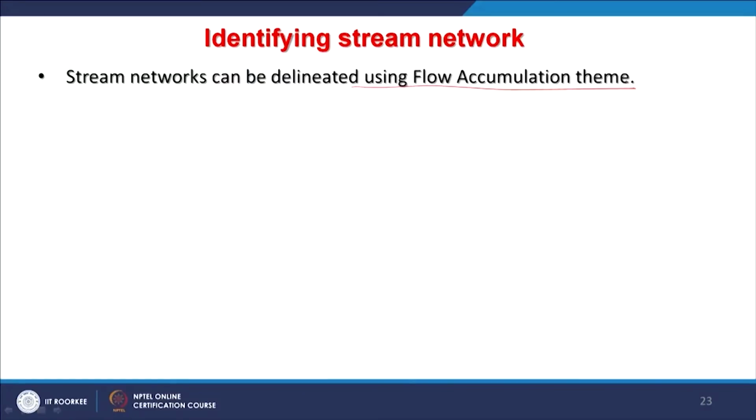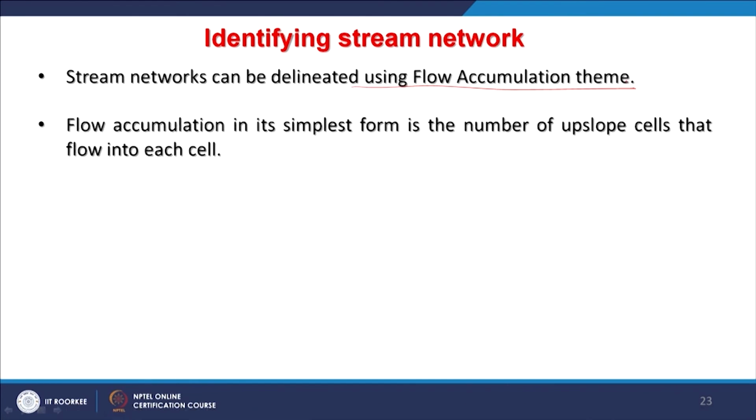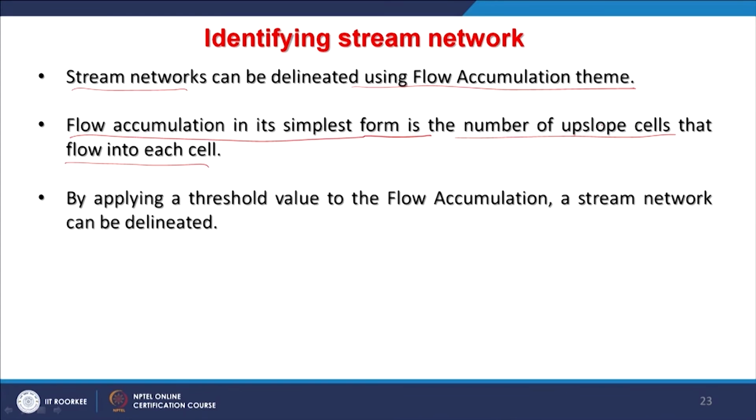Now, stream network can be delineated using the flow accumulation theme, which is the fourth derivative. Flow accumulation, in its simplest form, we can say, is the number of upslope cells that flow into each cell, because the drainage network, the stream network, will be decided based on the number of upslope cells. And by applying a threshold value, that if 100 cells or 1000 cells are flowing at an outlet, that becomes my pour point, and then the watershed boundary or drainage network can be delineated.